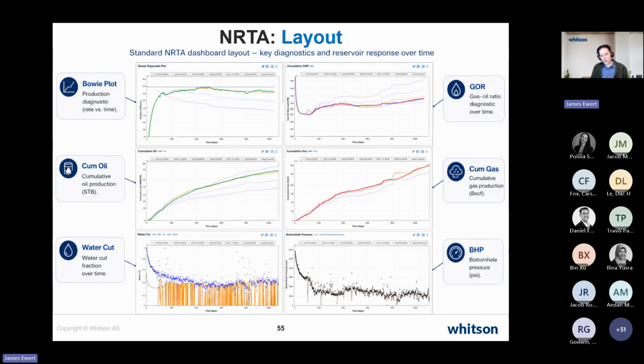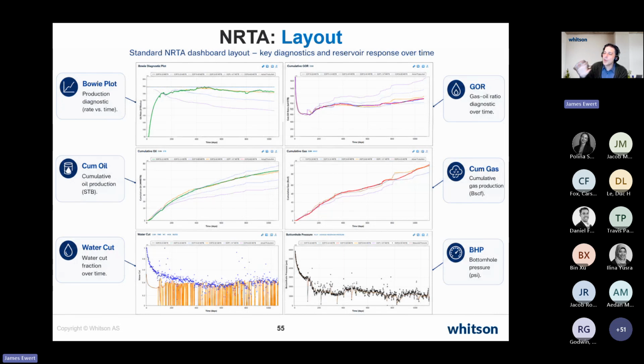When I talked to you about the workflow earlier this morning, I talked about four buckets, right? Data diagnostics, interpretation, modeling, and forecasting. Numerical RTA breaks the rules a little bit, because it takes the modeling and the interpretation and molds them together. On your screen, you're going to see this general layout. The top left is the Bowie plot. That's the one we're going to interact with to understand what's going on with our data.